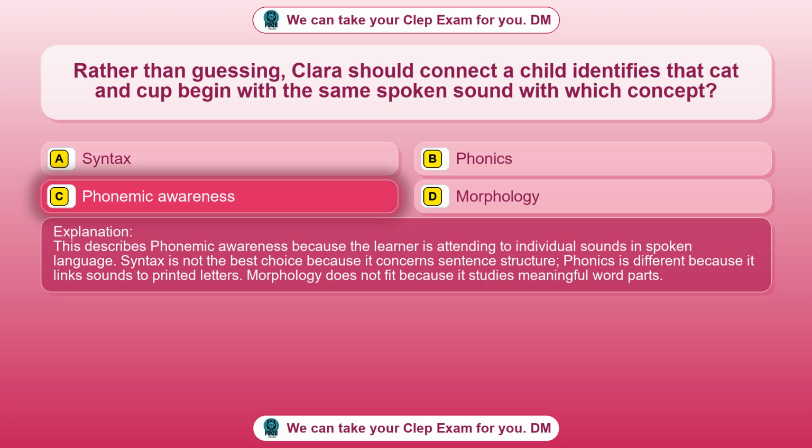This describes phonemic awareness because the learner is attending to individual sounds in spoken language. Syntax is not the best choice because it concerns sentence structure. Phonics is different because it links sounds to printed letters. Morphology does not fit because it studies meaningful word parts.